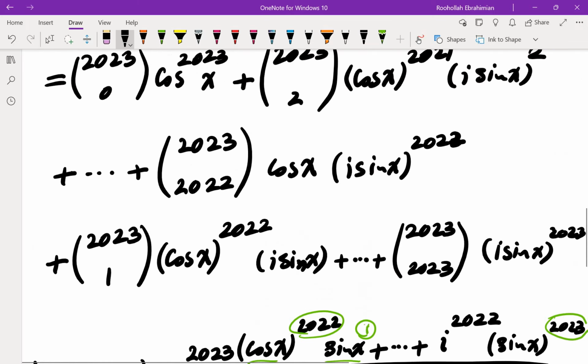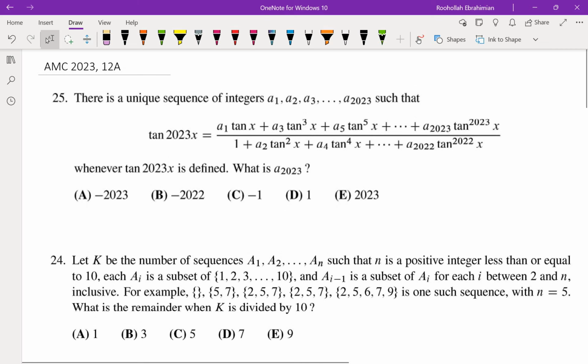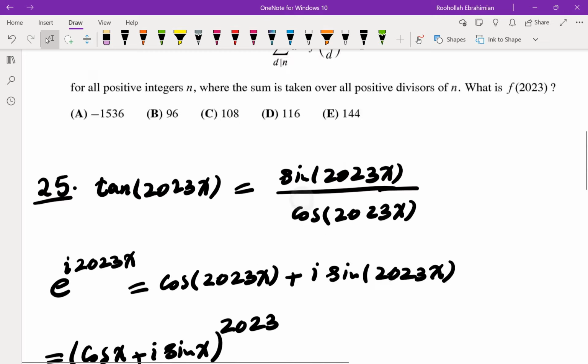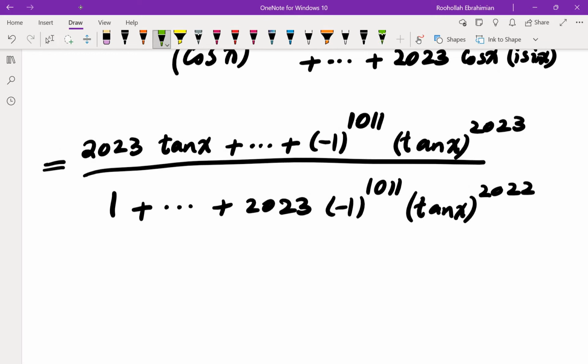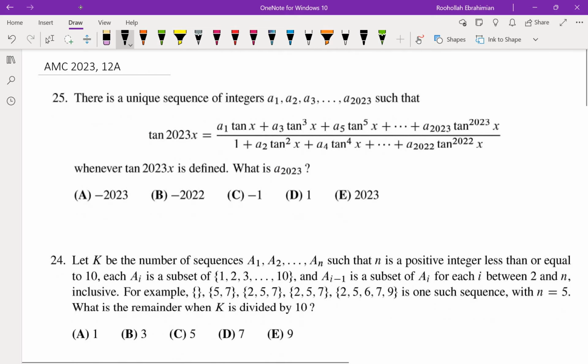Going back and looking at the problem that they gave us, we have a1 tan of x, a 2023 tan of x to the power of 2023, 1 all the way to a 2022. So this is going to give us a1. This will be a 2023. This is 1 a0, and this one is a 2022. So the answer is negative 1 to the power of 1011, which is in fact negative 1. So the answer is negative 1.